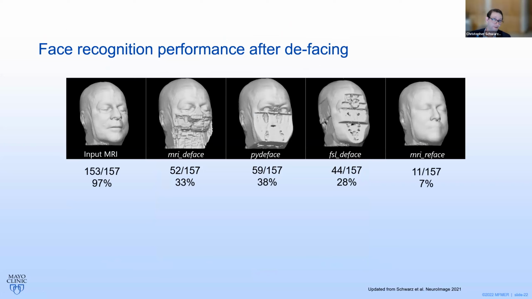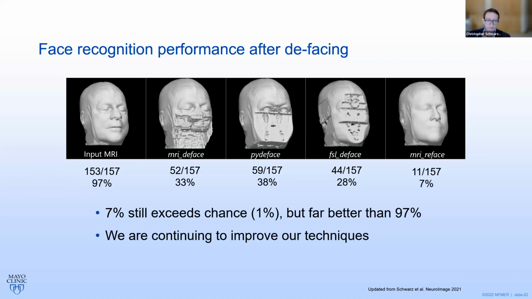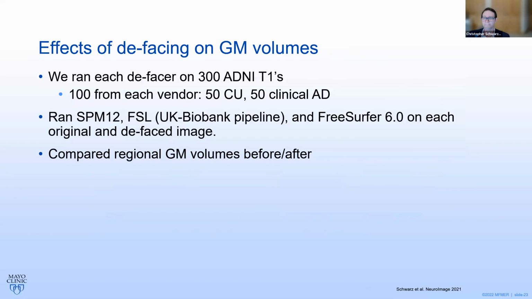Ours on our original version was a similar 28%, but since their original publications, that's come down considerably, down to about 7% as we replaced more of the eyebrows and forehead. 7% still exceeds chance, which would be 1%, but it's a heck of a lot better than 97%, and we are continuing to improve this all the time.